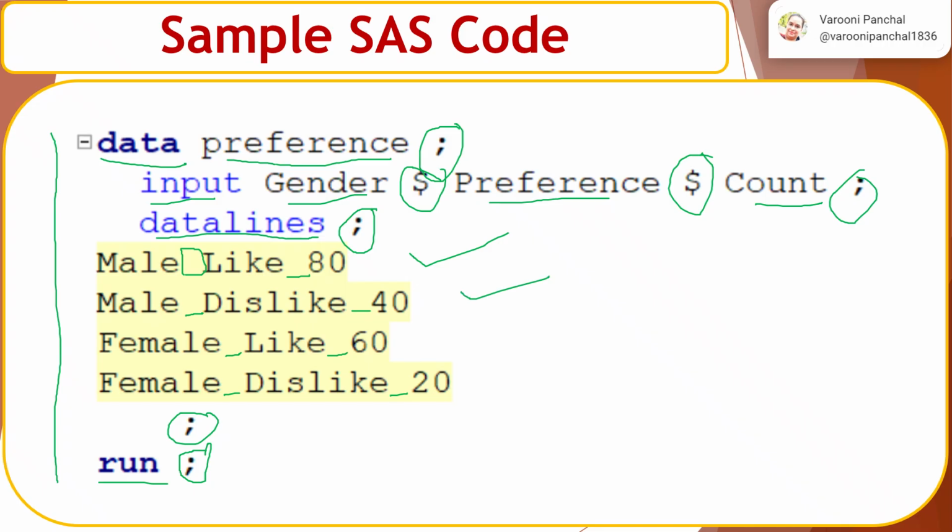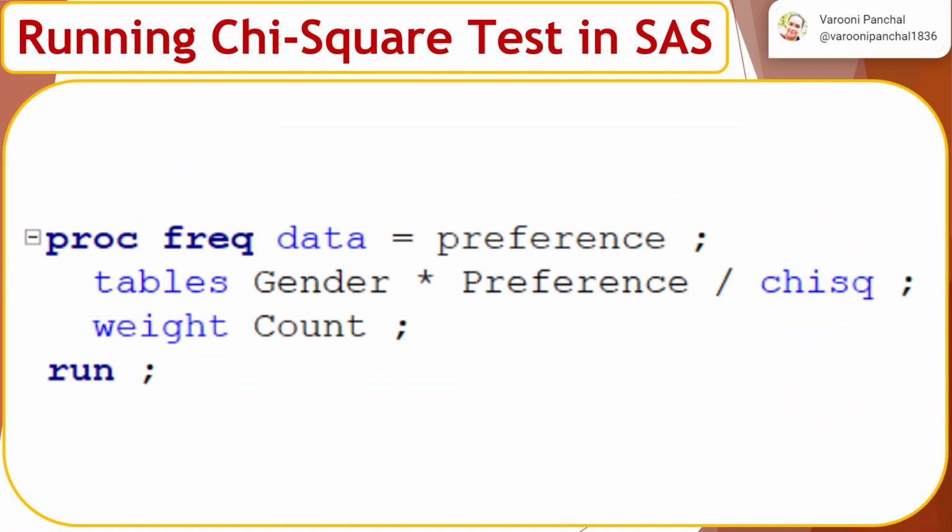So this is the second record, this is the third record, and this is the fourth record. Once you have understood the specific 2x2 contingency table, I think you should be able to make an effort yourself in developing this small data step, which is very easy. You can recollect the numbers from the earlier slide. Now, running the chi-square test in SAS.